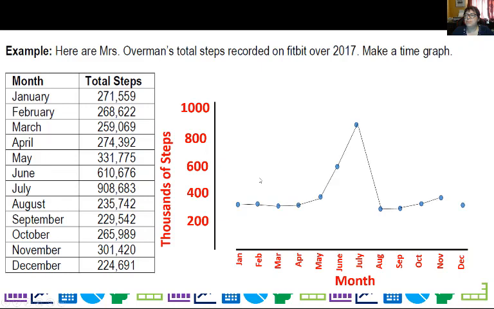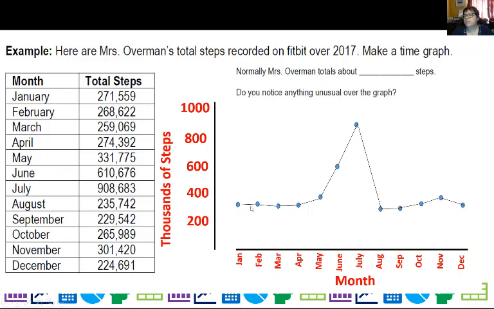And you can notice normally I get roughly 250, close to 300,000 steps. But the unusual thing you can see is that Mrs. Overman walks a lot in June and July. And that year I was hiking across northern Spain, probably hiked about 300 miles or so from Santander to Santiago de Compostela. So yeah, I logged a lot of steps that summer.